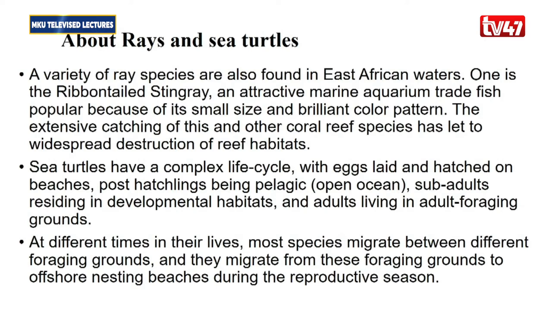So with all this, you can imagine the seagrass, the open ocean, the beaches, the white beaches, they become very critical breeding grounds, or areas where these turtles find their succession. At different times in their lives, most species migrate between different foraging grounds, and they migrate from those foraging grounds to offshore nesting beaches during reproduction. So turtles, this is what they do. Sometimes they go to those foraging grounds during the time of breeding and during the time of foraging.